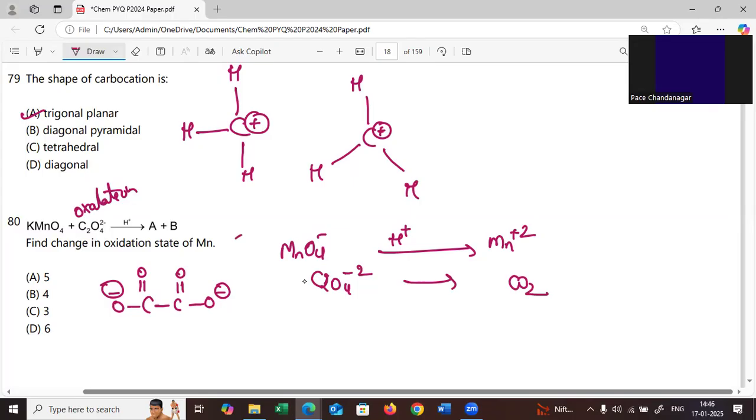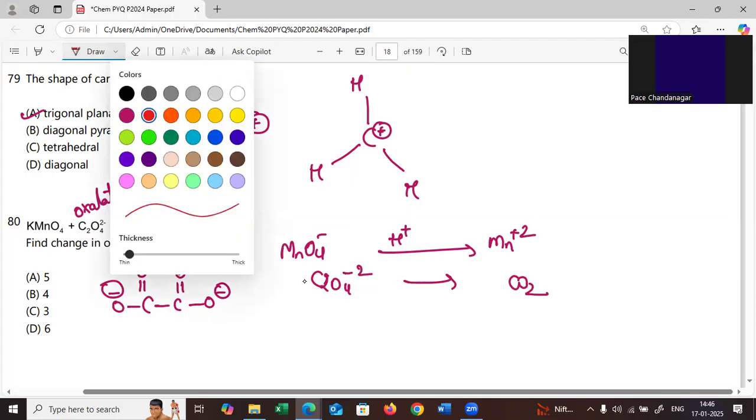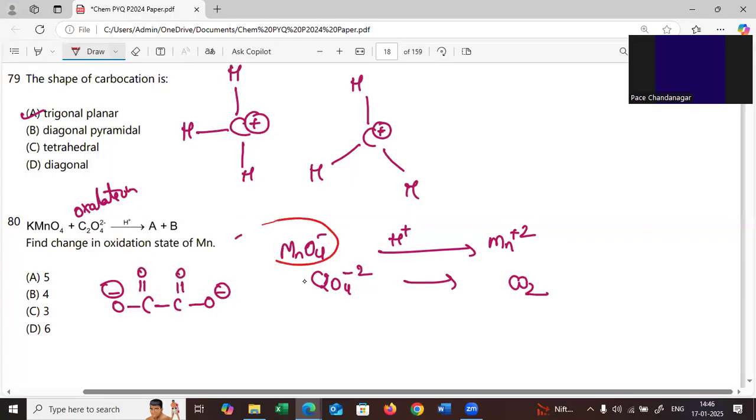Here, manganese has an oxidation state of +7. Manganese we don't know, so I write it as x, and each oxygen is -2. Minus 2 times 4 is -8, and the total charge is -1, so x is equal to 7. From 7 to 2, the change is 5. The change in the oxidation state of Mn is 5 here.